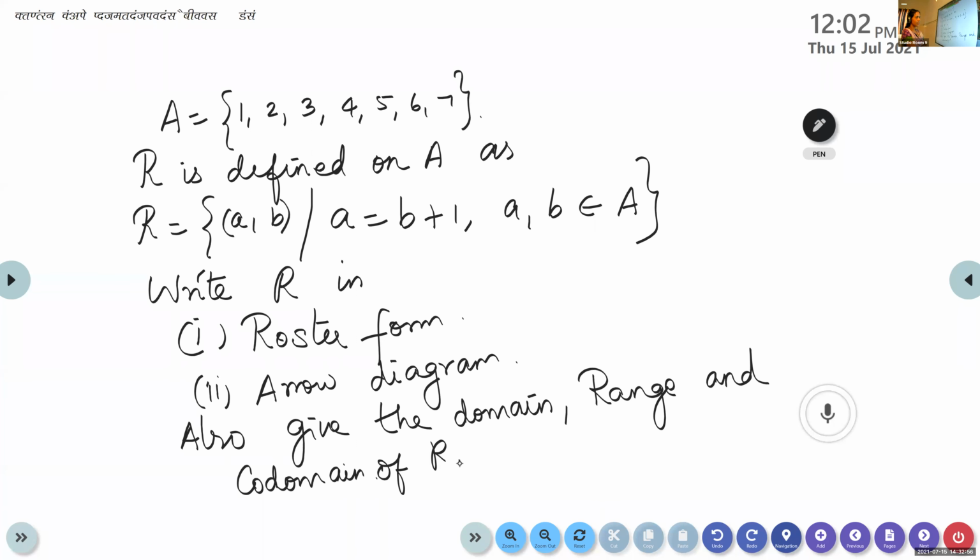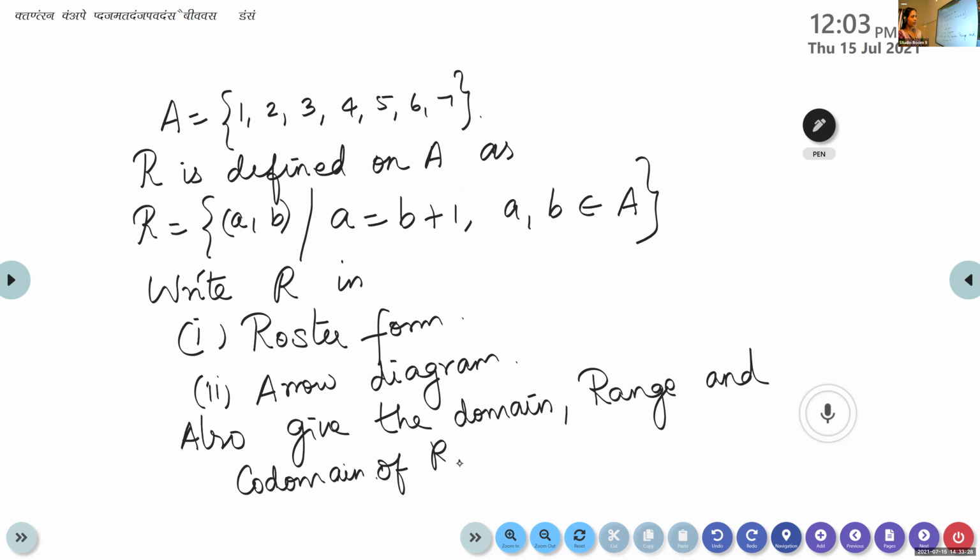A is given as the set 1, 2, 3, 4, 5, 6, 7. R is a relation defined on A as R is equal to the set of all ordered pairs (a, b), where a is equal to b plus 1 and a, b belong to A. Write R, first in roster form, second in arrow diagram. Also give the domain, range and codomain.